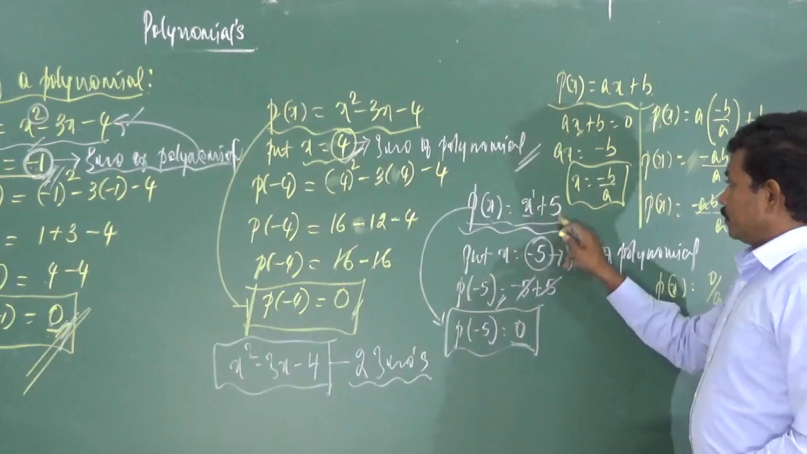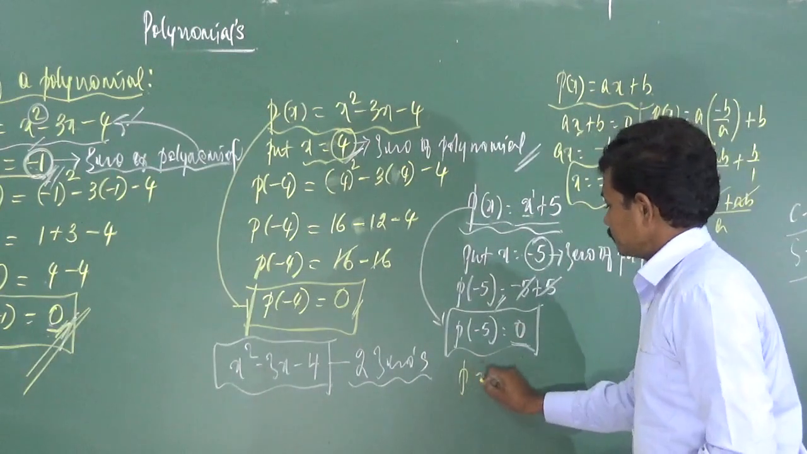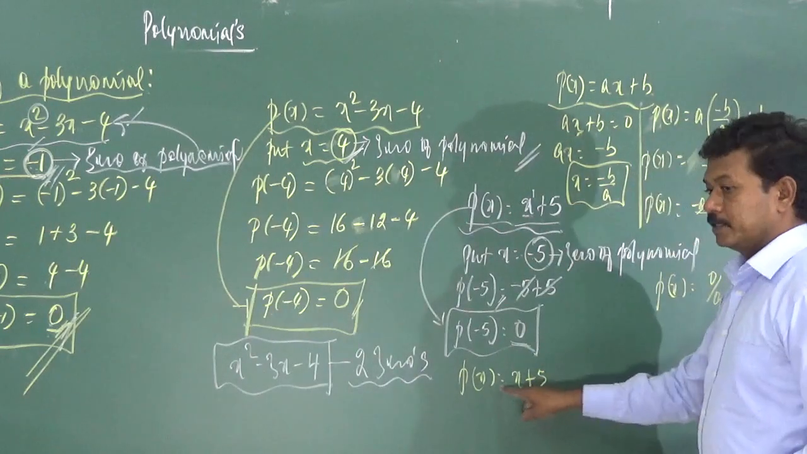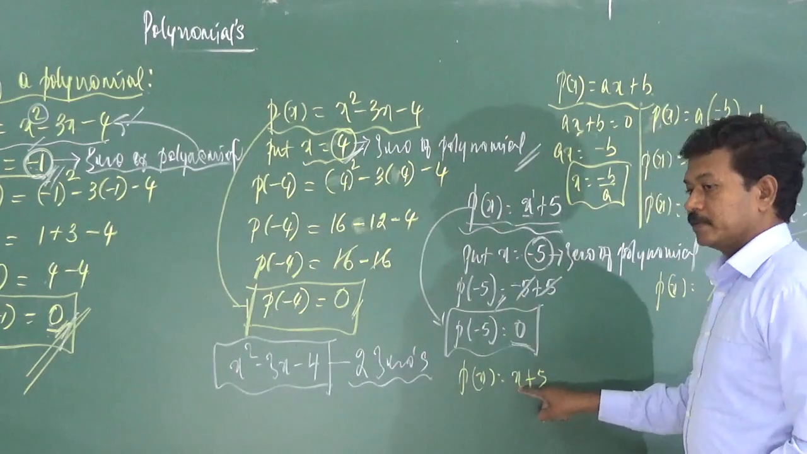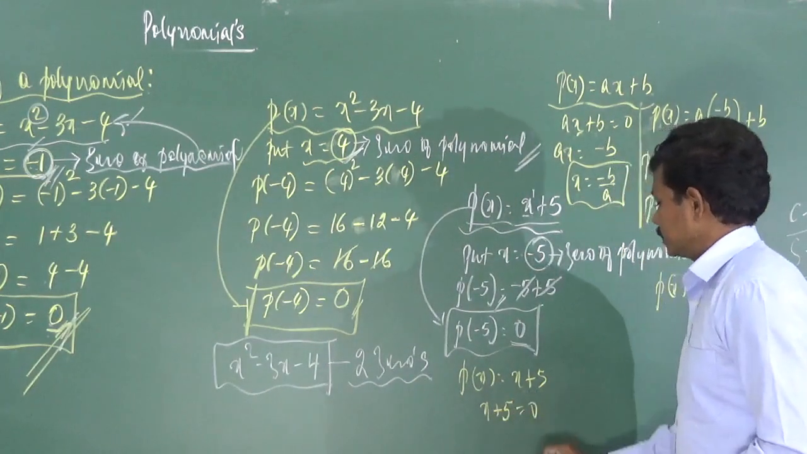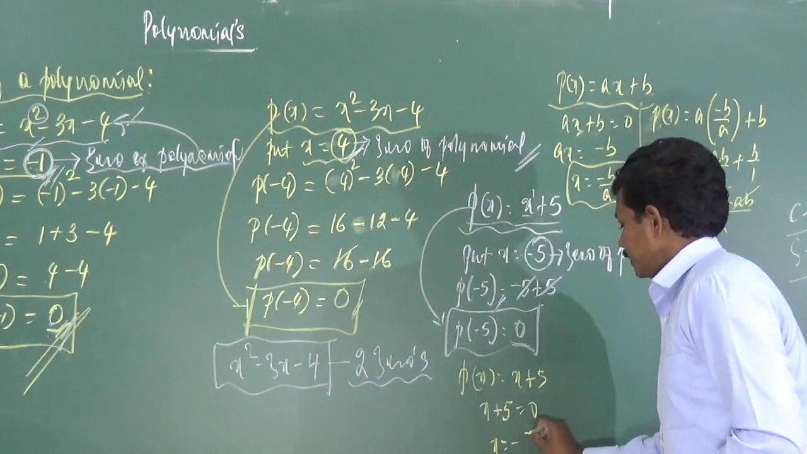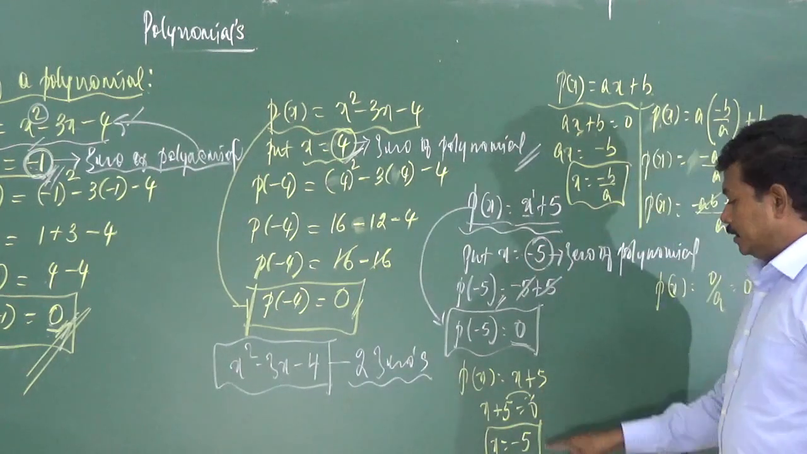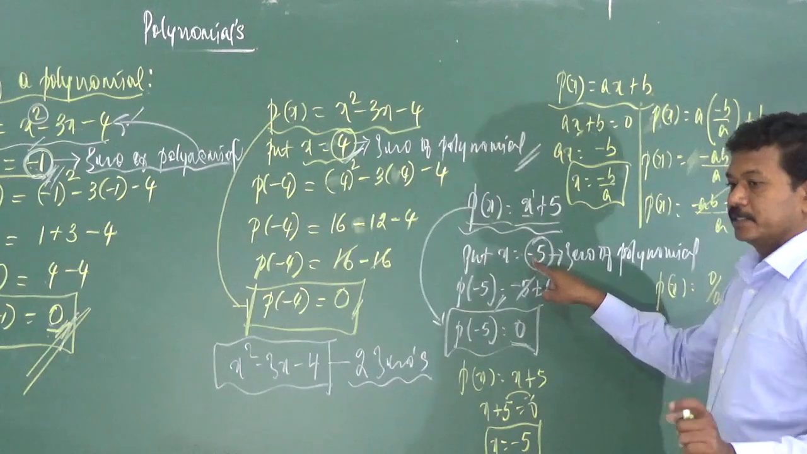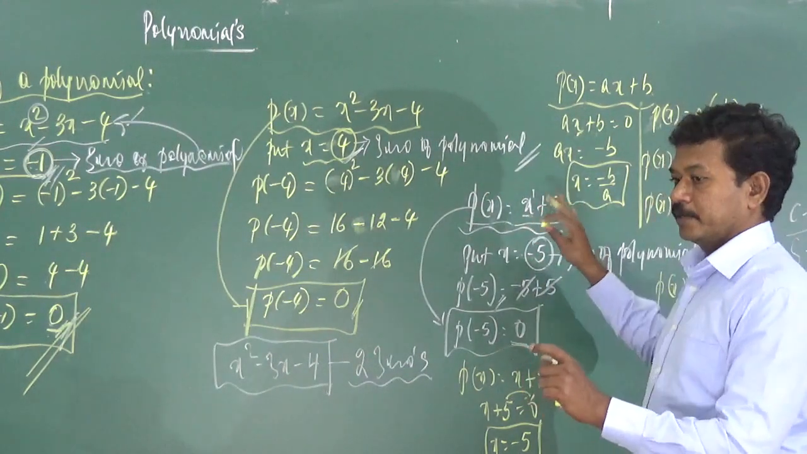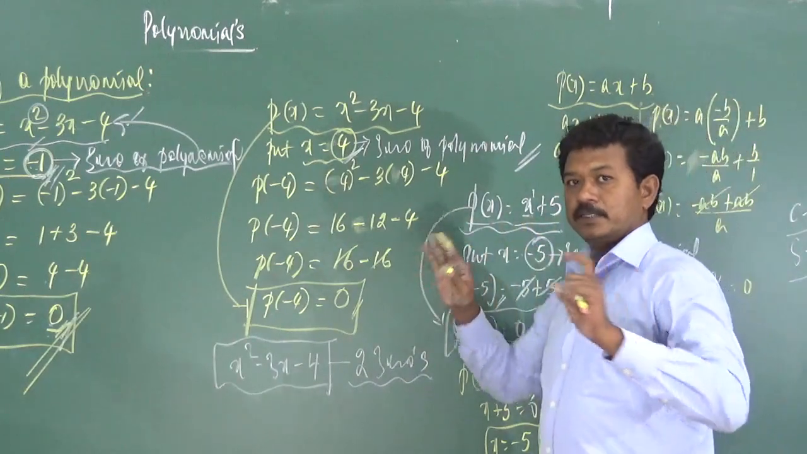So, p of x is equal to x plus 5. P of x is equal to x plus 5. In order to get the 0 of this polynomial, we have to equate x plus 5 to 0. Okay, I will equate this. So, x is equal to minus 5. Plus 5 comes to the RHS. X is equal to minus 5. Same value I substituted here. That's all. This is how the zeros of the polynomial are present, how they are designed.